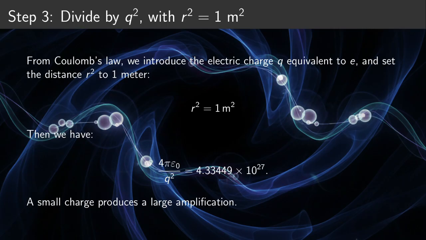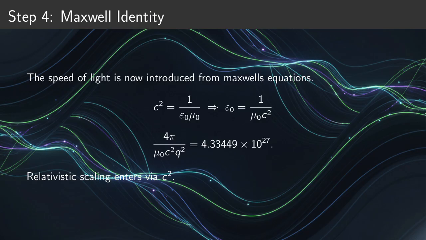This produces a very large value, setting the stage for the scaling that follows. Step 3. Divide by the charge squared. We now introduce the elementary charge and set the distance term to 1 square meter. Dividing by the charge squared produces a dramatic amplification, reflecting how small the electron charge is. Step 4. Maxwell identity. We bring in the speed of light through Maxwell's identity, c squared equals 1 over epsilon naught times mu naught. This substitution introduces relativistic scaling into the expression.